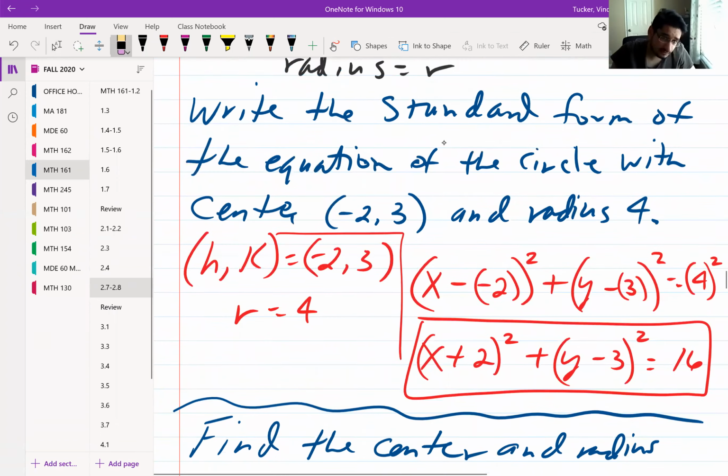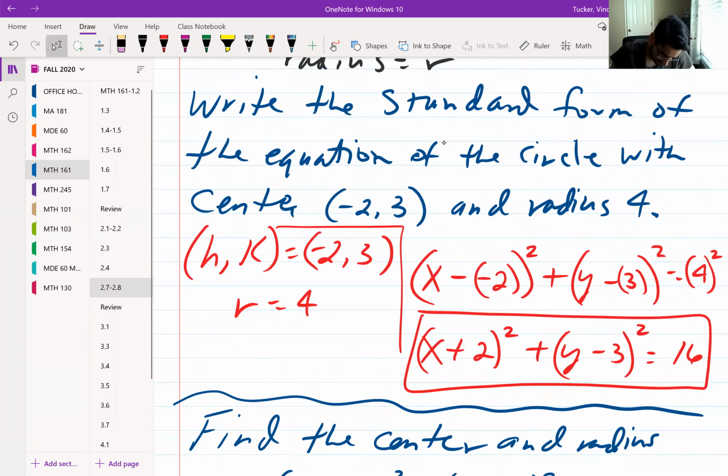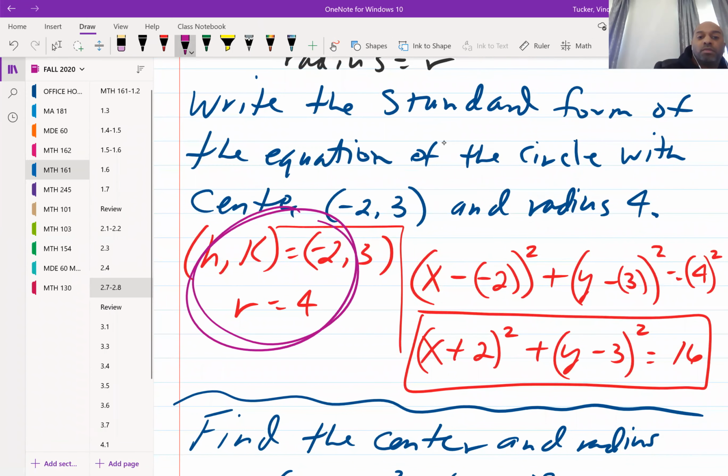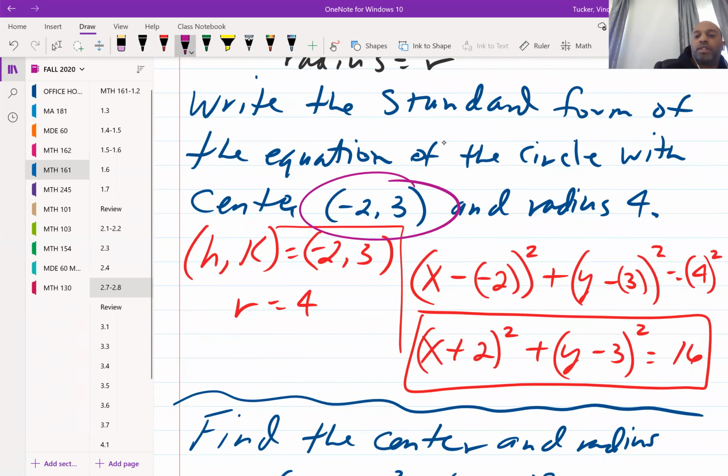So what's that on the left, Professor Tucker? Right here? Yeah, that stuff. That was just me establishing what the problem gave us. The problem gave us the center and 4. So I was just making sure we associate when it says center, what letters go with center. That's the h and k. And then radius is r. Yeah, that's me extracting the information from the problem. All right. Thank you. Not a problem.